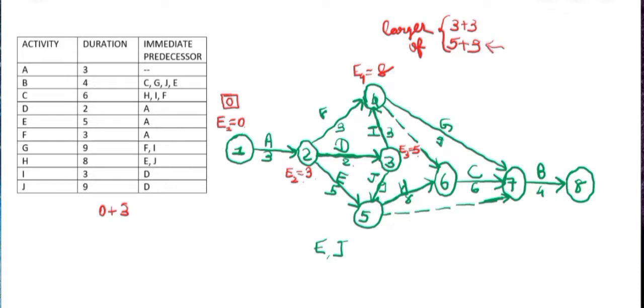Then for the next node, which is E5, again 2 arrows are connected. So we'll consider the same way, that the larger of either 3 plus 5 or it will be 5 plus 9.